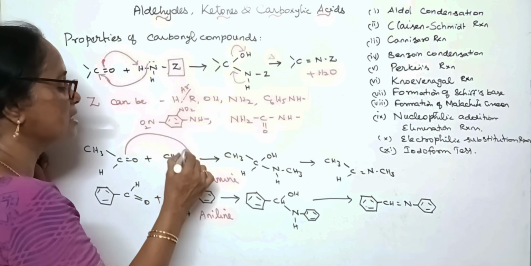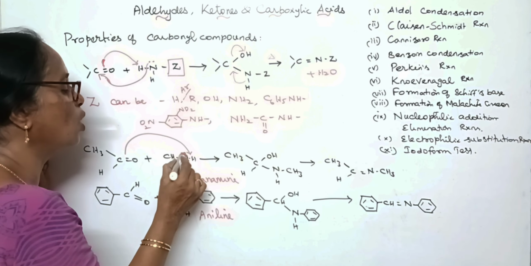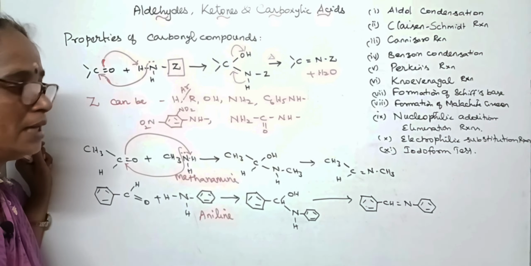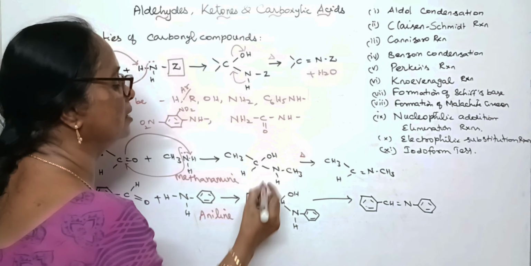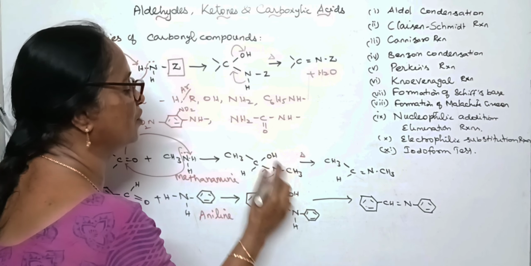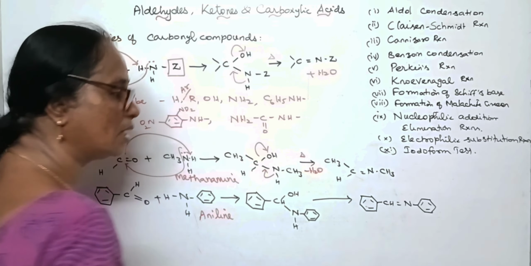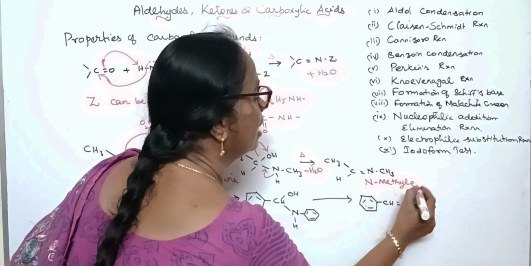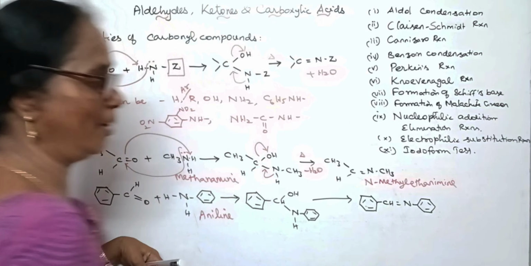So this oxygen takes away the proton from the NH2 group, and hence the lone pair of electrons on nitrogen attacks that carbonyl carbon. So we are getting this product. Followed by heating, there is the movement of hydrogen from NH towards the OH group. So there is a loss of water molecule, and hence we are getting N-methyl ethane imine. So this is the imine product.